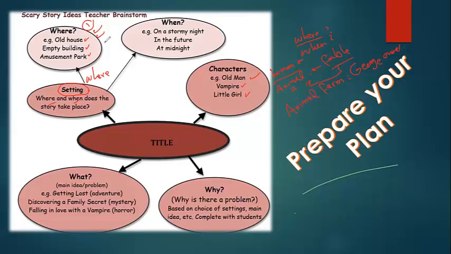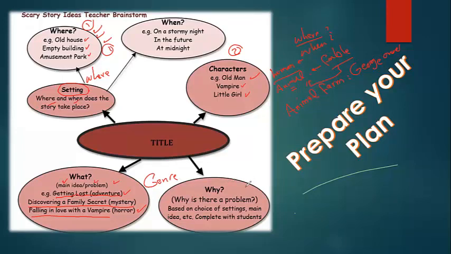So again, decide where the story is going to happen, which is the setting. Decide who your characters are. Decide again what your main idea in the story is, what you're going to write about. Will you write about somebody who has got lost? So the story here is going to be an adventure story, or you will write about discovering a family secret. So this is a mystery story. Is it going to be falling in love with a vampire? So the story is a horror story. It's up to you to decide what genre you prefer to write. I mean by genre here the type of story, okay?